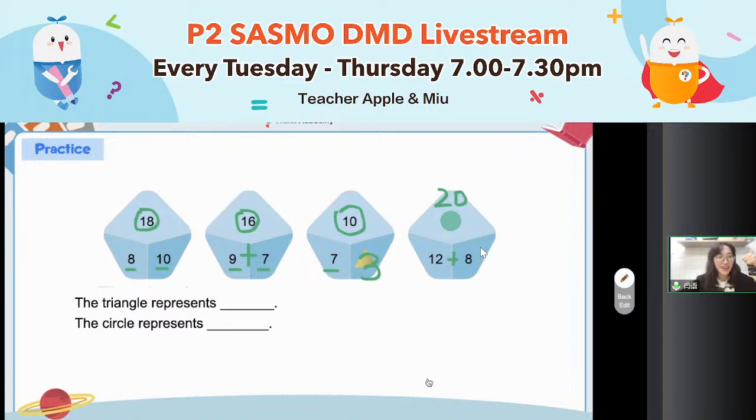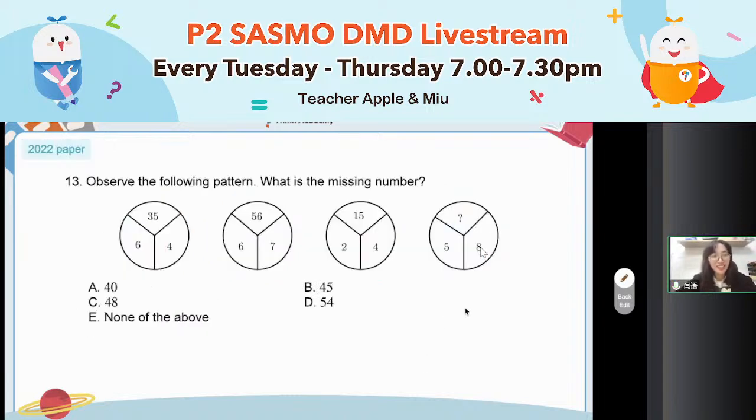Okay, now Teacher Apple wants to show you a super complicated question. Let's have a look. This is a question from the 2022 paper. Question 13. Observe the following pattern. What is the missing number? Okay, I give you 1 minute. Think about it.